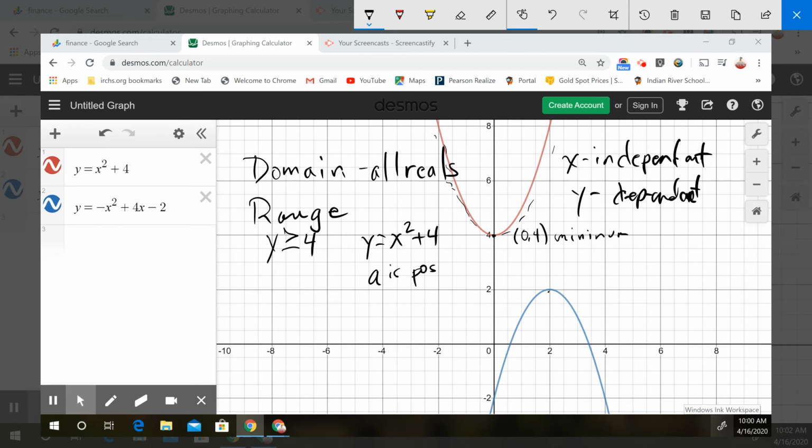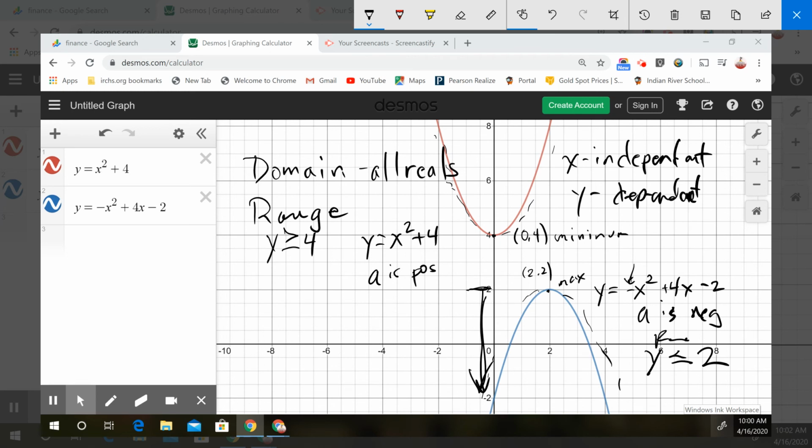Now for this one over here, this equation, negative x squared plus 4x minus 2, please note that the a value is negative. It is less than 0. Okay? And the a value, the coefficient in front of the x squared, is negative. Therefore, this thing literally is coming up. It hits this maximum value at the point 2 comma 2, and then it continues down. All the y values are below. So it's any y values from here down. In that case, it's y is less than or equal to 2 for the range on this one.